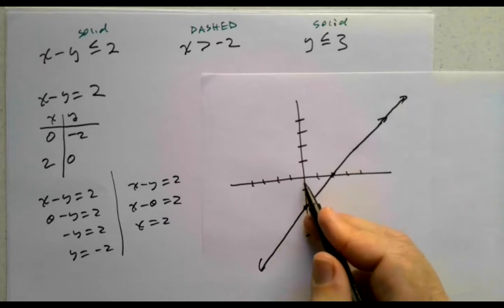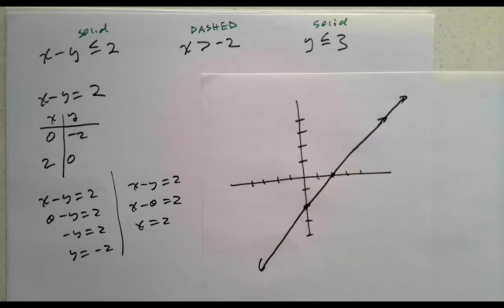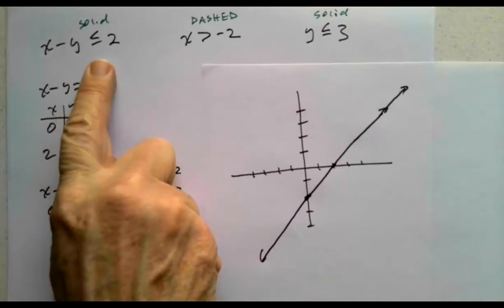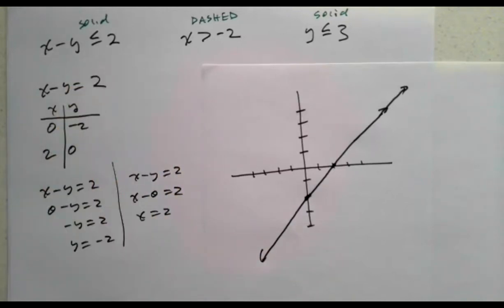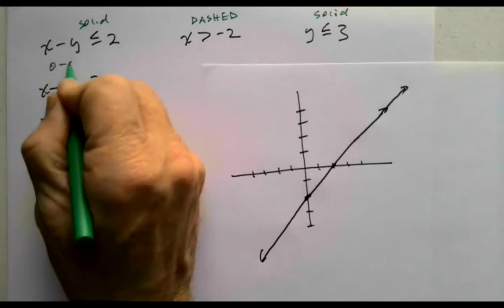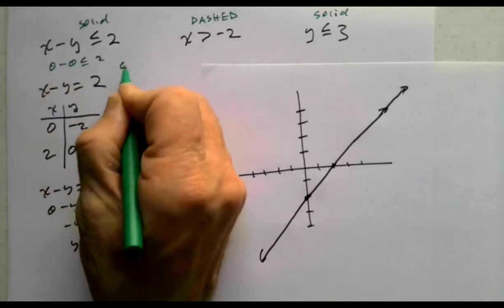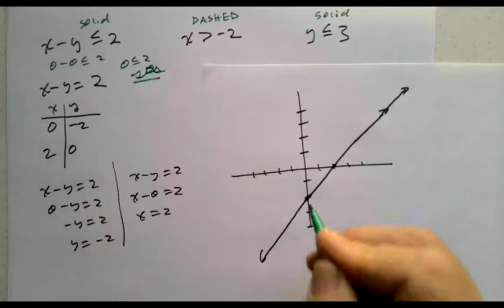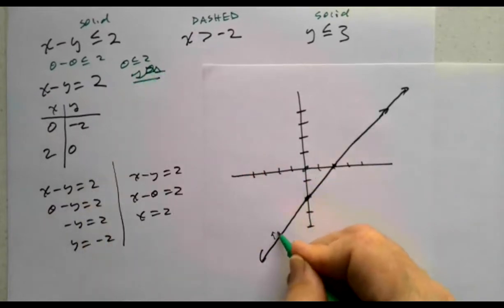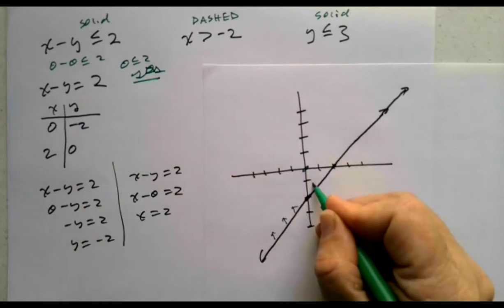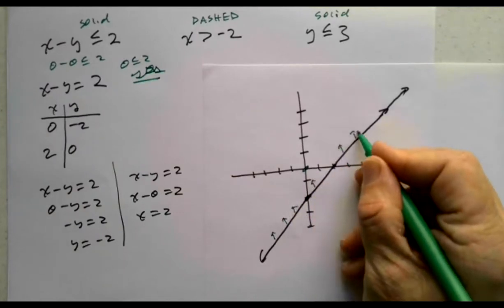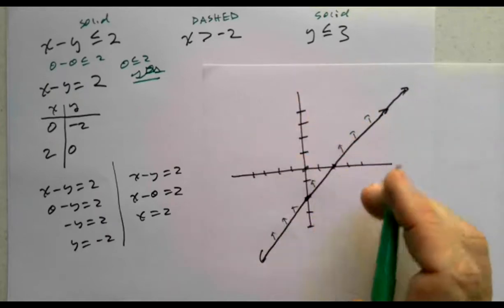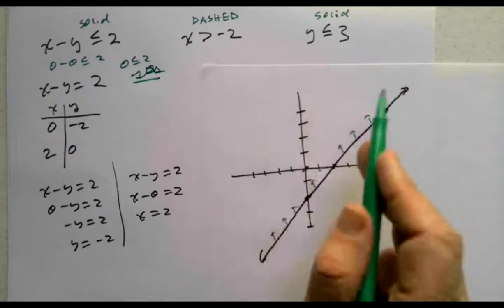Do we shade towards (0, 0) or away from (0, 0)? Well, what do we have? We have x minus y less than or equal to 2, plug in 0 and 0. So is 0 minus 0 less than or equal to 2? Is 0 less than or equal to 2? Yes. So we shade towards (0, 0), which is that way. So we're going to shade above this line. So if we just had x minus y less than or equal to 2, we'd shade that entire half plane. But I have to have these other two things true as well.